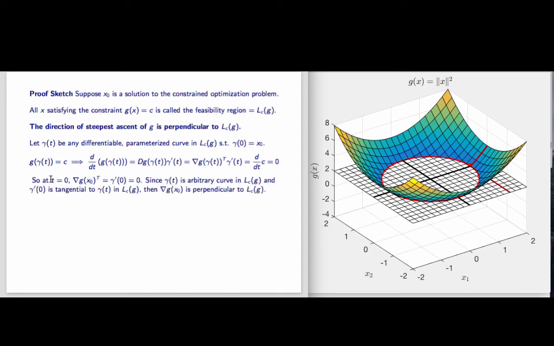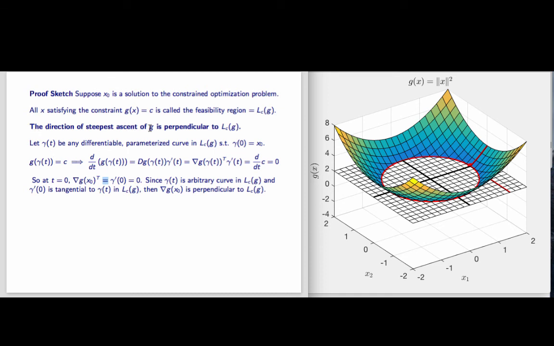So now, if I evaluate at t equals 0, gamma of 0 is x naught. So the gradient of g at x naught transpose times gamma prime of 0 is equal to 0. And since this vector transpose times this vector is 0, then they are perpendicular. But remember that gamma was just an arbitrary curve, and because the gradient is perpendicular to all curves, it's perpendicular to the level set.